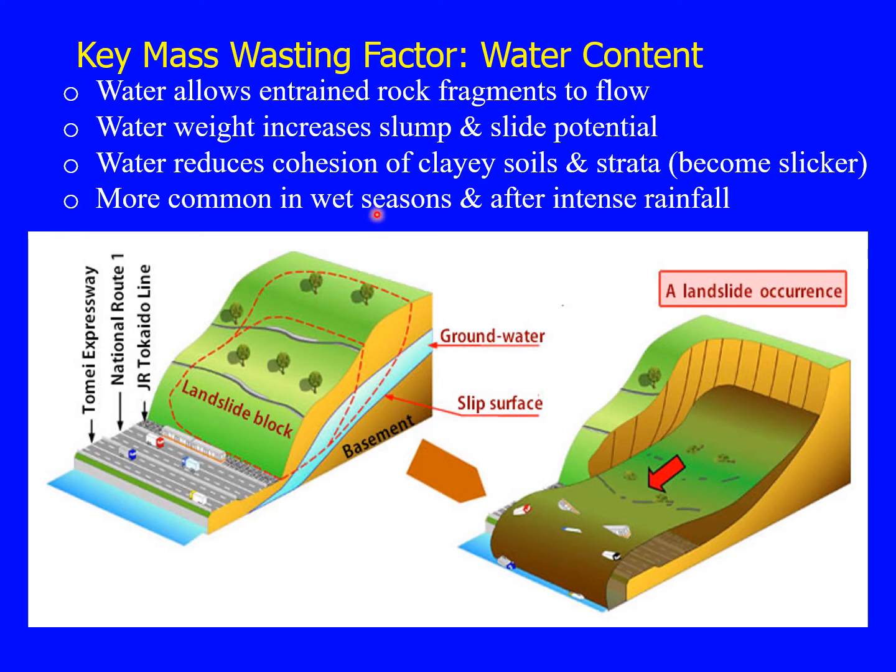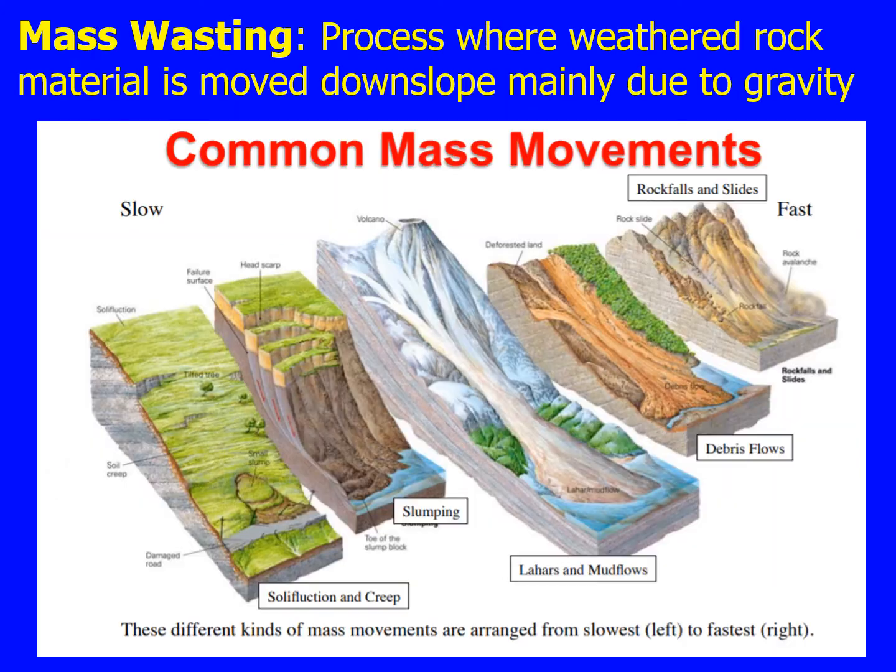And we see that because of this, landslides and other mass wasting events are more common in the wet season or immediately after a wet season when infiltration is still occurring. So water is a very important component. We have to keep that in mind all the time when discussing these mass wasting events.